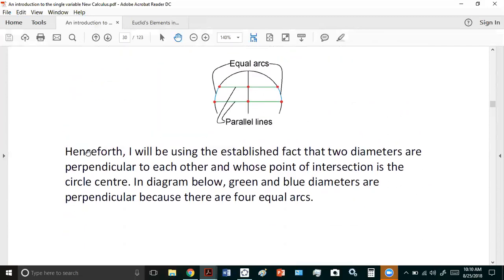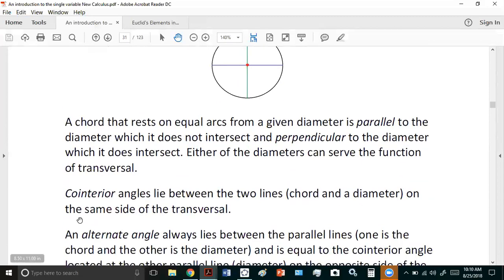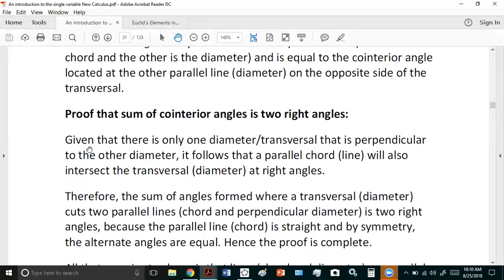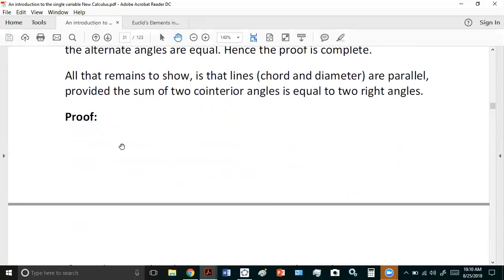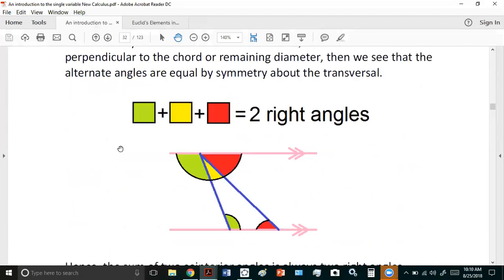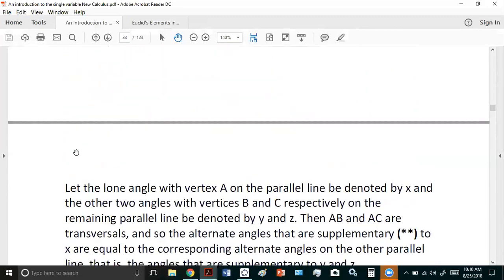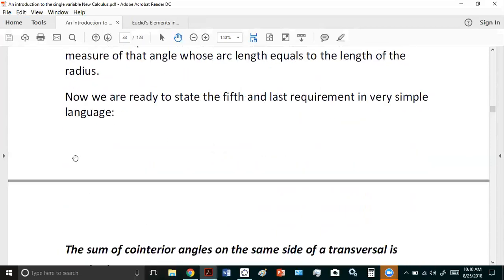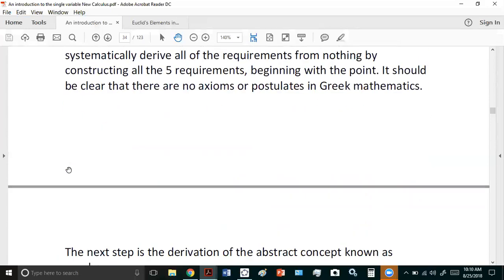And then once you've got equal arcs, you can define everything else, such as co-interior angles, alternate angles, and look at the sum of co-interior angles and prove that it is 2 right angles. And all this is done way before the fifth requirement, because the fifth requirement has nothing to do with parallel lines. And finally, we get to the fifth requirement.